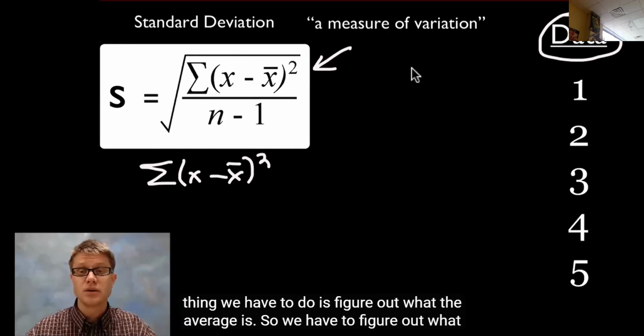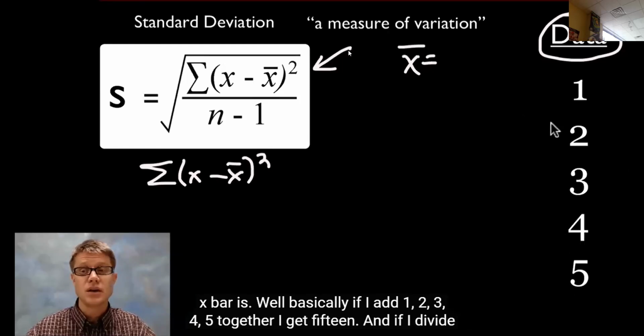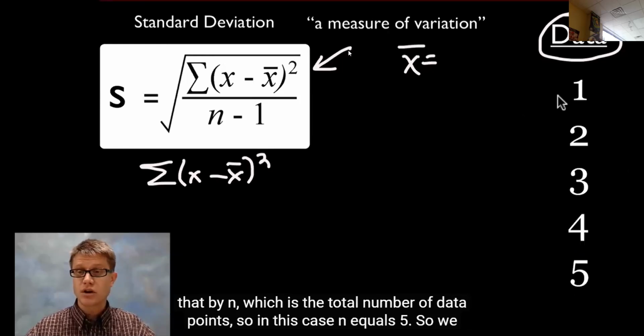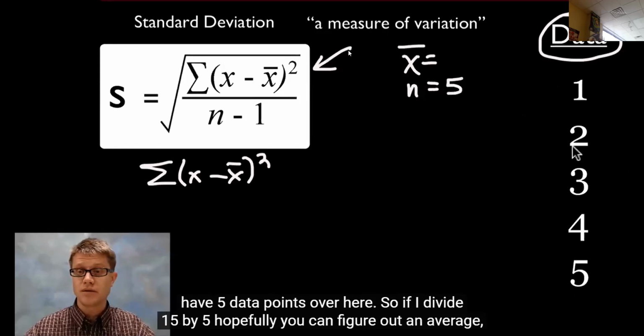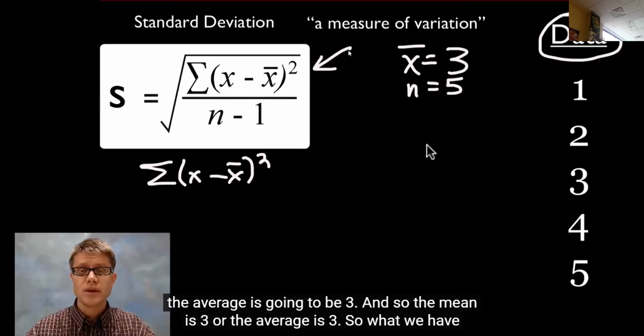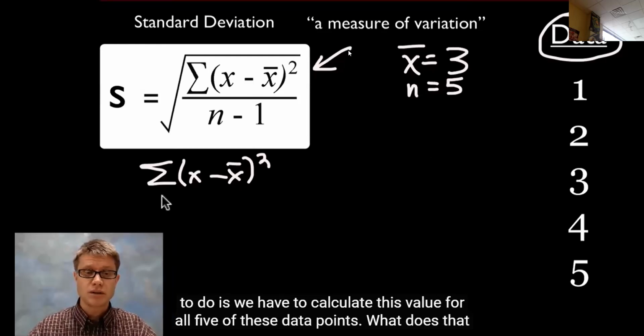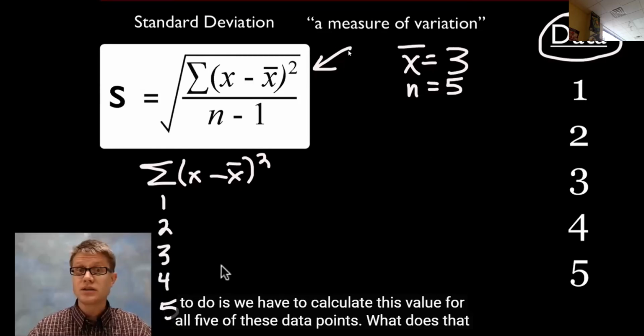The first thing we have to do is figure out what the average is. We have to figure out what x bar is. Basically, if I add 1, 2, 3, 4, 5 together, I get 15. And if I divide that by n, which is the total number of data points, in this case n equals 5, so we have 5 data points, if I divide 15 by 5, hopefully you can figure out an average. The average is going to be 3. So the mean is 3. What we have to do is calculate this value for all 5 of these data points.